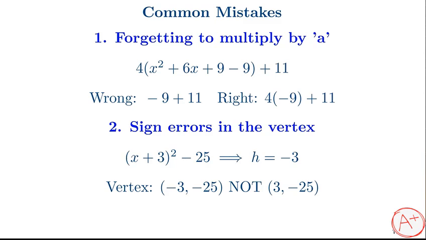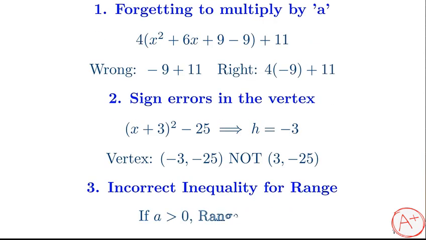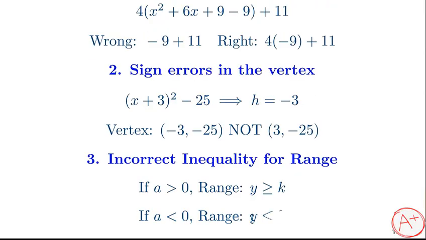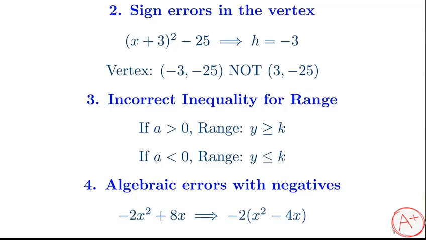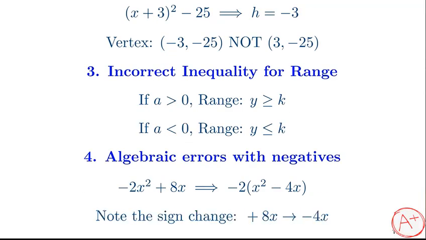For the range, if the parabola opens upwards, meaning a is positive, the range is greater than or equal to k. If you have a negative a, the vertex is a maximum and the range must be less than or equal to k. Students often default to greater than or equal to, regardless of the concavity. When the coefficient of x squared is negative, factorizing it out changes the sign of the x term. Be extremely careful when taking half of a negative coefficient.